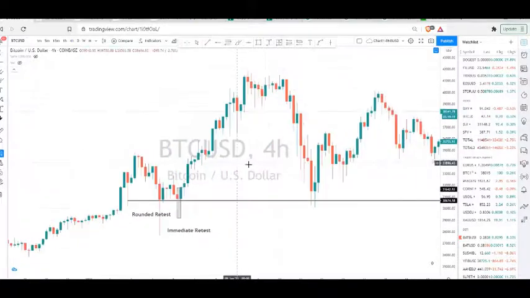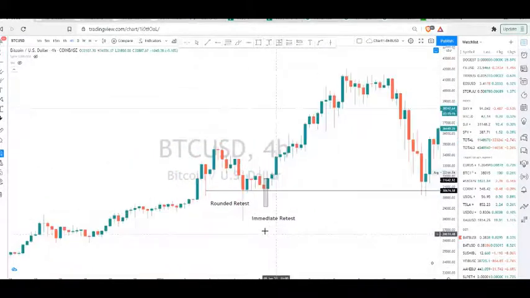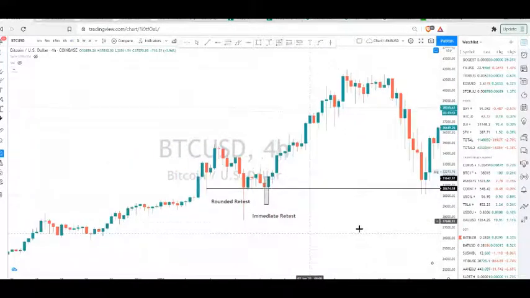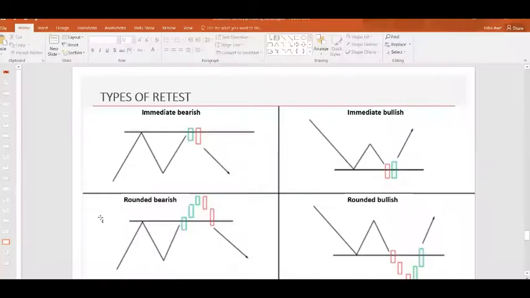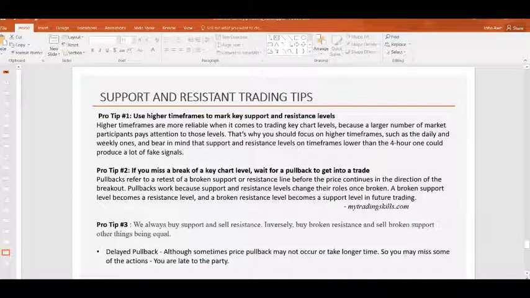I think this is one of the best examples I have so far. I'd like to move forward. So let's come to support and resistance trading tips.